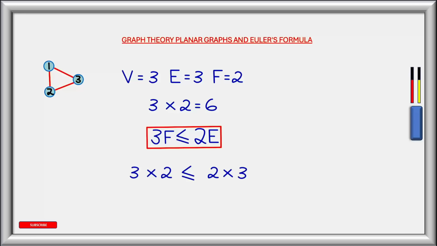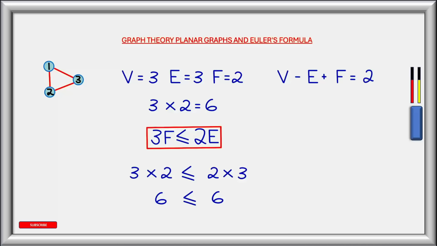And in our graph on the board, shaped as a triangle, the maths is perfectly balanced. So we have 3 times the number of faces, which is 2 faces, must be less than or equal to 2 multiplied by the number of edges, which is 3. And this gives 6 is less than or equal to 6. Now let's use this to find the general limit for all planar graphs.